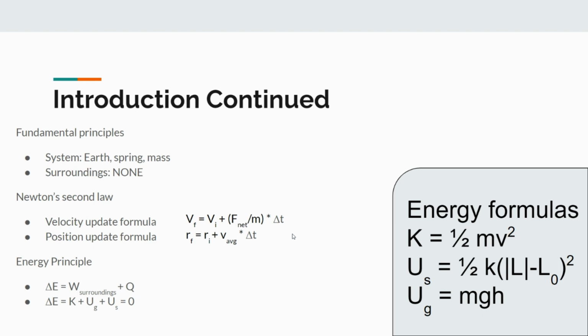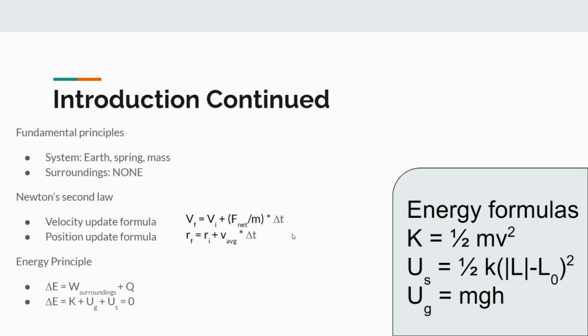Now, I want to continue the introduction with describing our system and surroundings. For our system, we're going to include the Earth, the spring, and the mass, and in the surroundings, we're going to have nothing. This is due to the fact that we want to use the potential energies that are dormant inside the system. Now, according to Newton's second law, we were able to use the velocity update formula and the position update formula that we've used for pretty much every other lab. And for our new topic, we're going to use the energy principle.